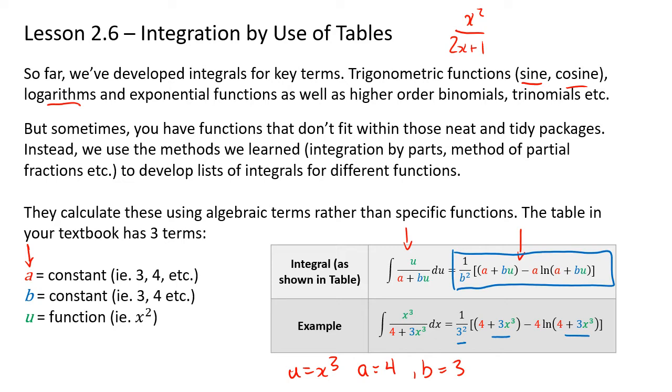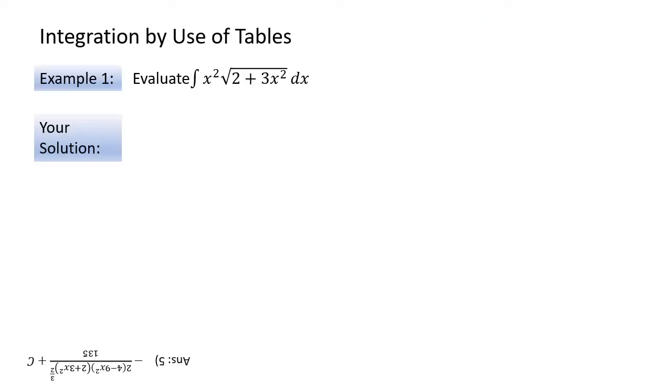There might just be one of them that shows up, all right? But it is important for you to be able to find them quickly. Okay, so let's look at our first example. Evaluate the integral of x squared times the square root of 2 plus 3x squared dx.